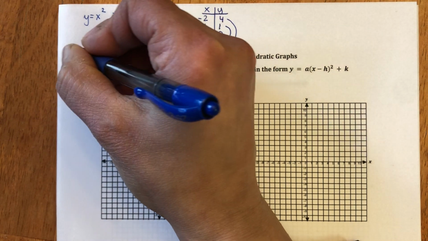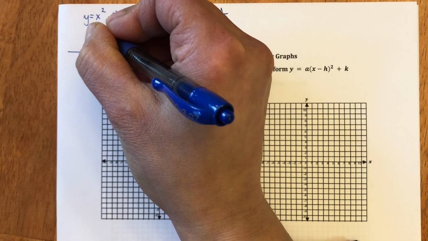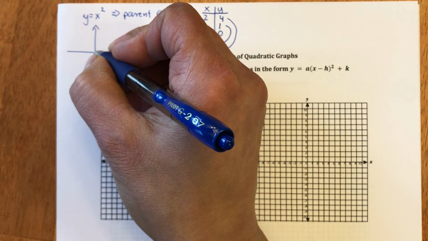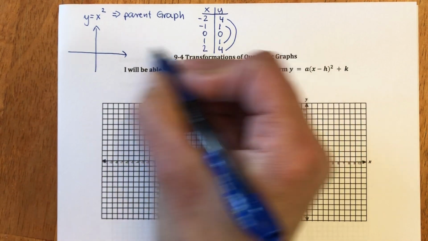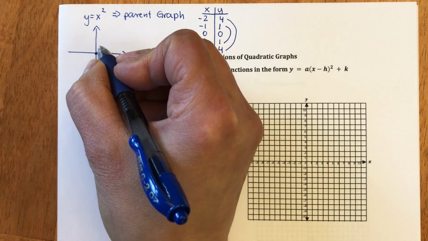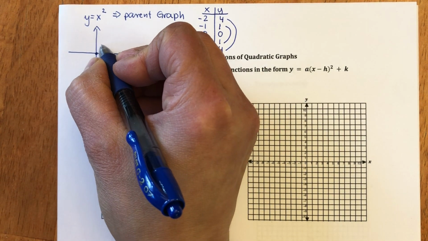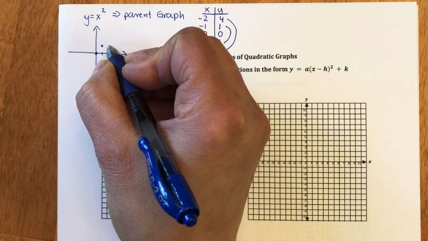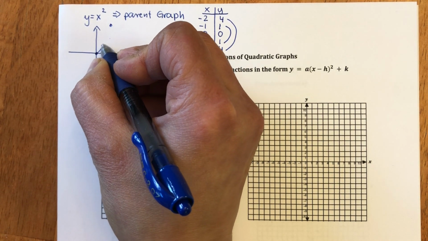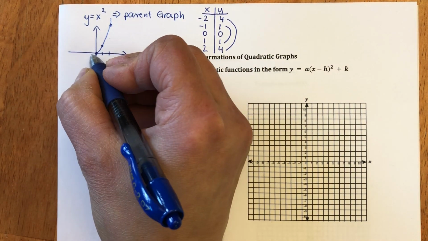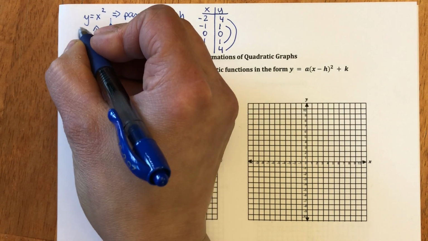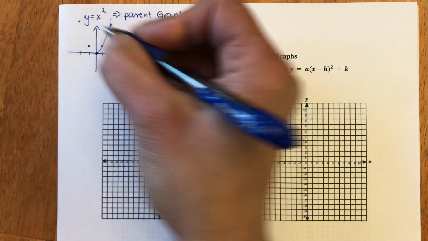I want to make this graph. I want to make sure everybody has those notes on the paper, so please, to get the full credit, make sure you have them. My point 0, 0 is right here. 1 goes with 1, and 2 goes with 4. So this is one part of the parabola. -1 goes with 1, and -2 goes with 4.